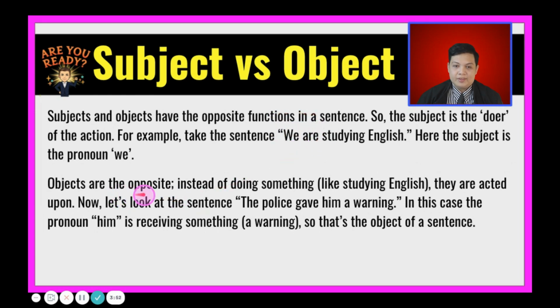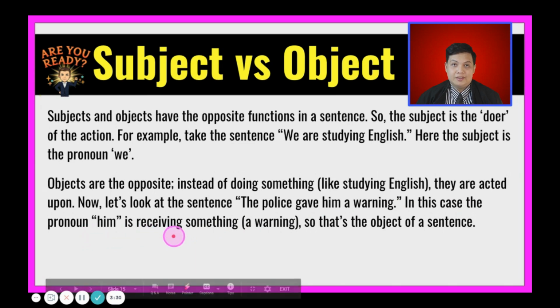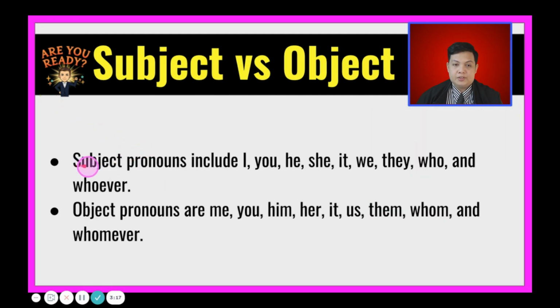Objects are the opposite. Instead of doing something, like studying English, they are acted upon. Now, let's look at the sentence, the police gave him a warning. In this case, the pronoun him is receiving something, like a warning. So that's the object of the sentence, him. Take note that subject pronouns include I, you, he, she, it, we, they, who, and whoever. Now the object pronouns are me, you, him, her, it, us, them, whom, and whomever.